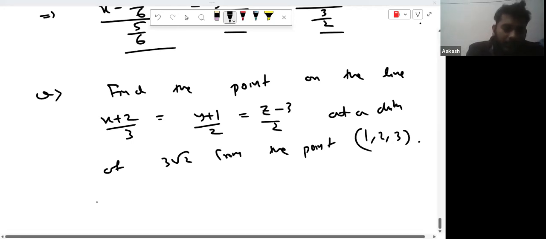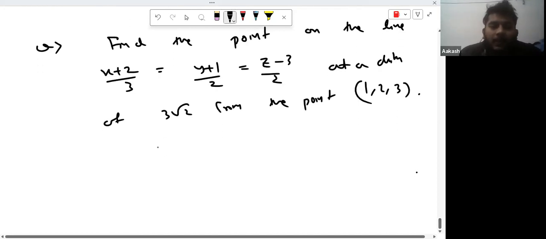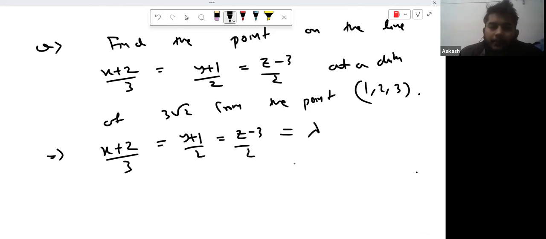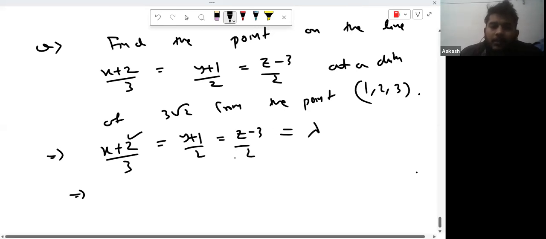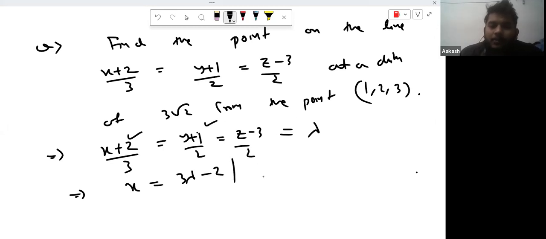Whenever they talk about a point and a line, we always assume a point on the line. Whenever they talk about distance between points and anything like this, we assume a point. And how do we assume a point on a line? We have this equation of line. We can say this is equal to lambda. So if I compare the first one with the last one, I can say x is equal to 3 lambda minus 2. If I compare the second one and the lambda, we can say y equals 2 lambda minus 1 and z equals 2 lambda plus 3, right? So you've got this point, right, Deborah?